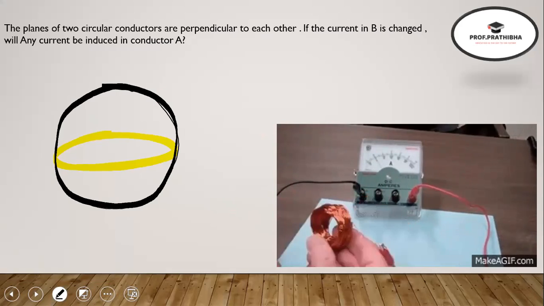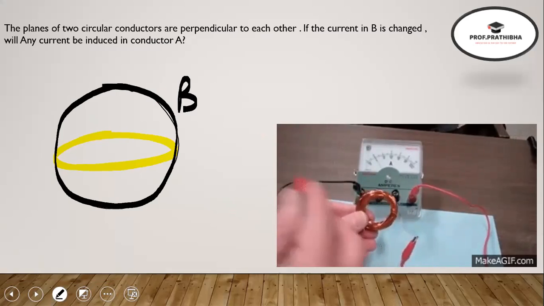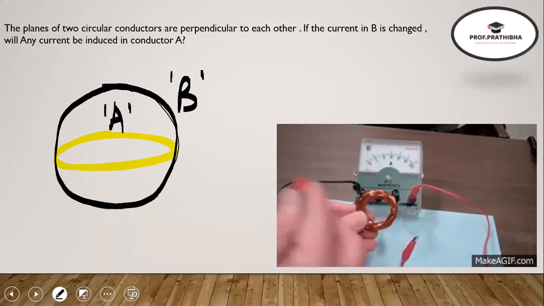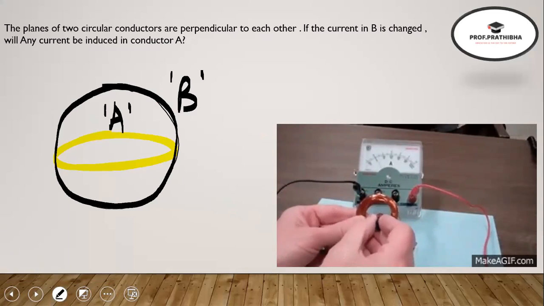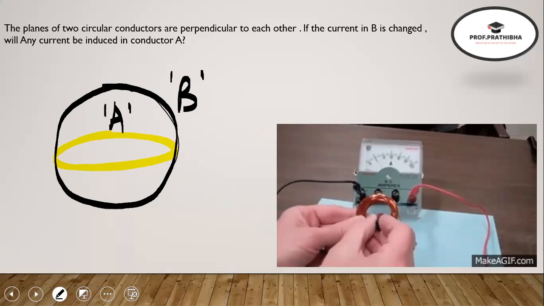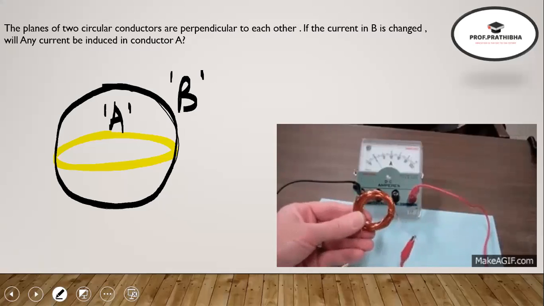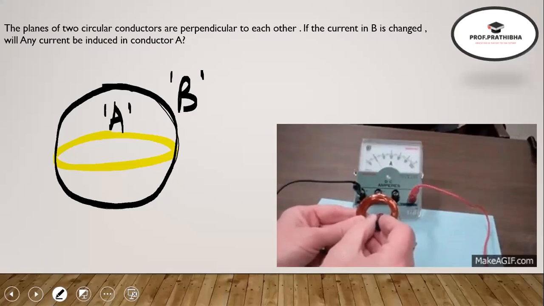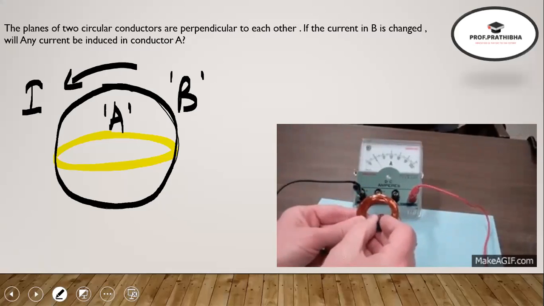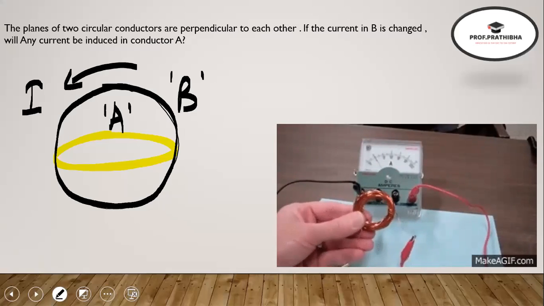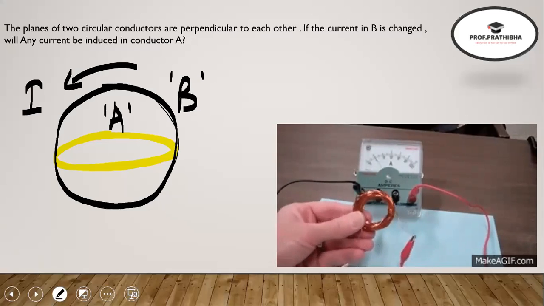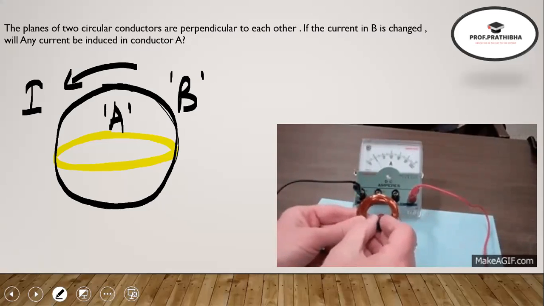If the current in one conductor, let me call it as B and let me call this as A. Okay. अगर ये दो कंडक्टर्स हैं और मैंने आपसे कहा कि द करंट इन कंडक्टर B is changed. No, the current in B is changed. If you want, you can assume one current. This is the I current which is flowing. If I say the current in conductor B is changed, will any current be induced in A? Will any current be induced in A?